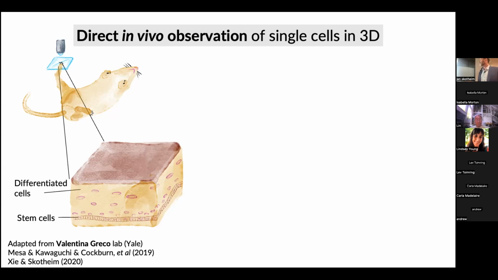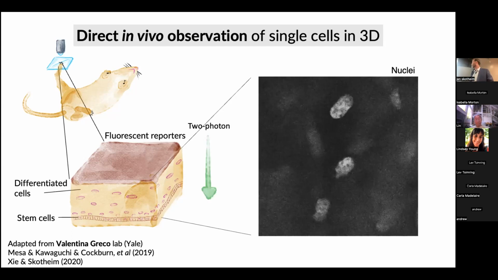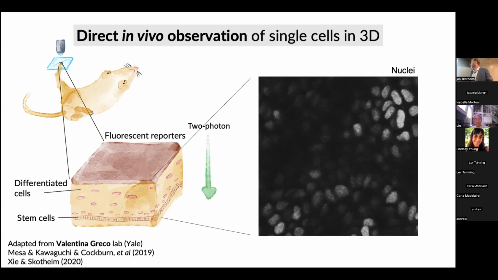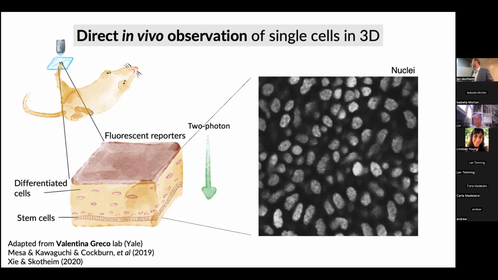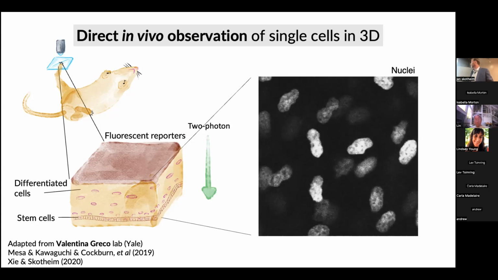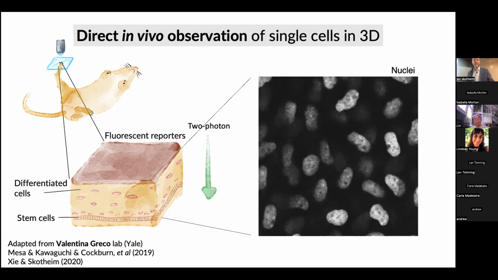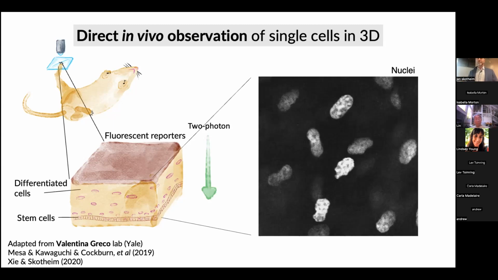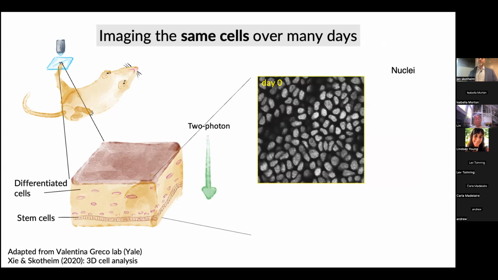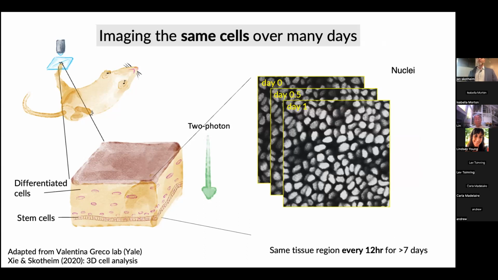All right, so here are the stem cells, here are the differentiated cells, and then this is fluorescence imaging. We have different fluorescent reporters that we can see. And so here's what a Z-stack looks like. At the bottom here, you can see all the different stem cells. At the top, you can see these bigger differentiated cells.